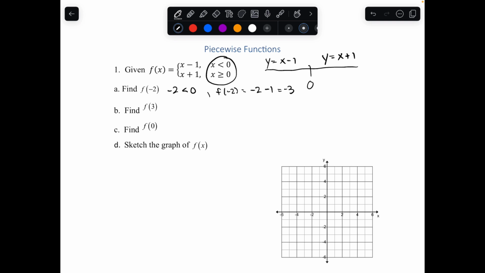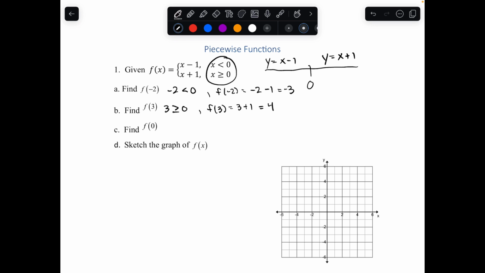Now let's look at f of 3. Now we know that 3 is greater than or equal to 0, so we're going to use the bottom rule of x plus 1. So f of 3 is going to be equal to 3 plus 1, which is going to be equal to 4.